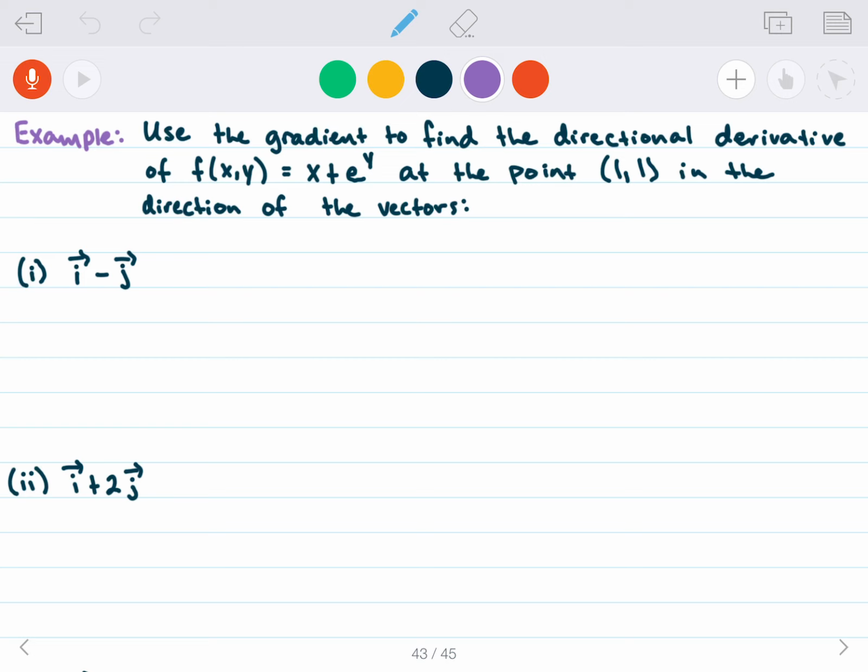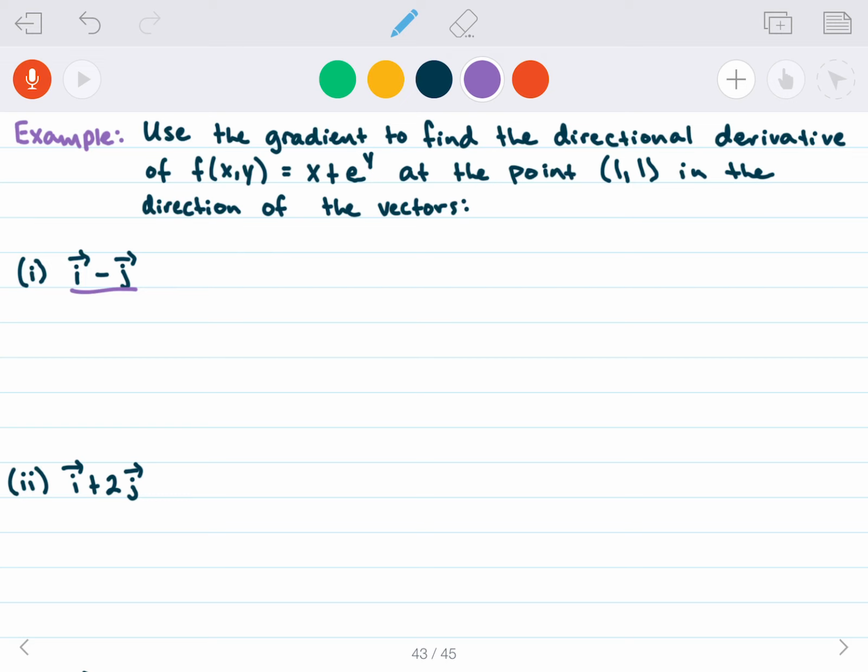Okay, so we're going to use the gradient to find the directional derivative of a surface at a point in the direction of the given vectors. Okay, so the first directional vector that we have is 1i minus 1j. And this is not a unit vector because the magnitude is not 1. Right, it's actually square root of 2. So we need to go ahead and find the unit vector, or a unit vector.